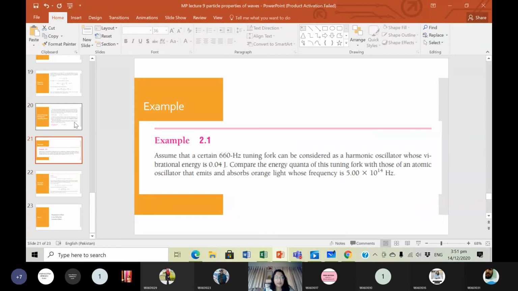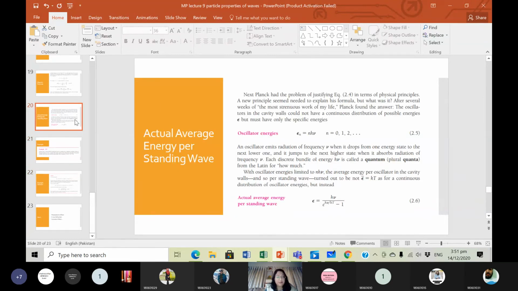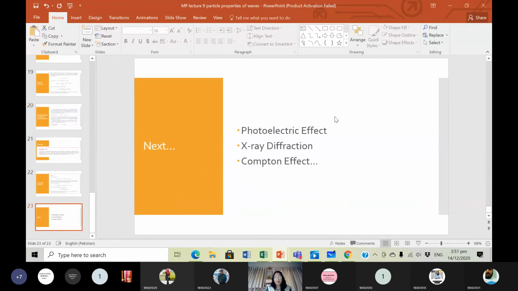We will do this example here, and we will do this slide from slide number 20. There are actually only 3 more slides in this topic. We have 3 more topics within this chapter, which is photoelectric effect, which will be after black body radiation. We have X-ray diffraction, Compton effect. So we have to do these topics as well.